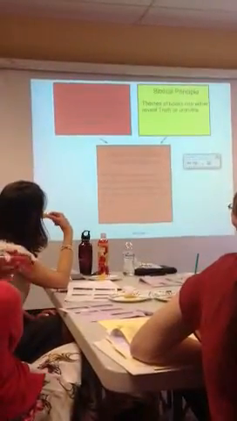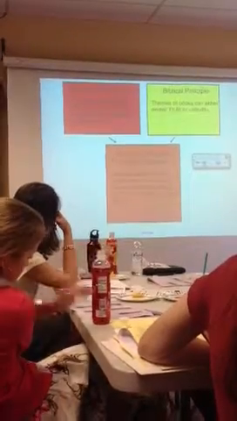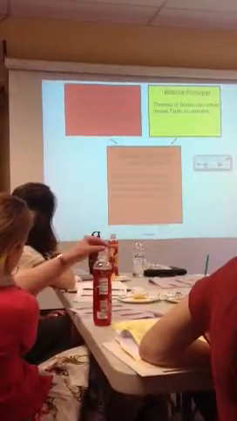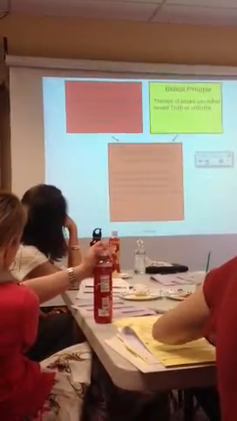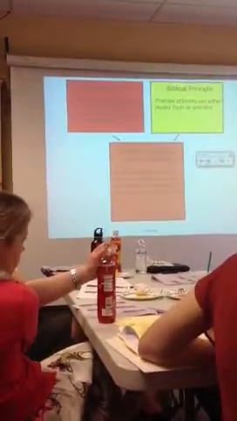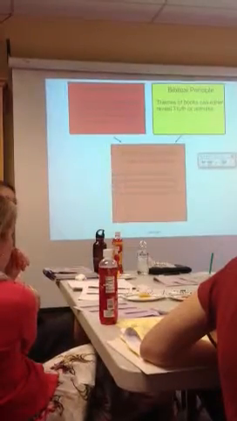Students will be able to identify the major themes and messages in the chapter. The biblical principle: themes of books can either reveal truth or untruths. Put them together: students will be able to identify whether the major themes and messages of the chapter reveal the truth or not. This has been really helpful. This idea has been really helpful for me with Journeys.